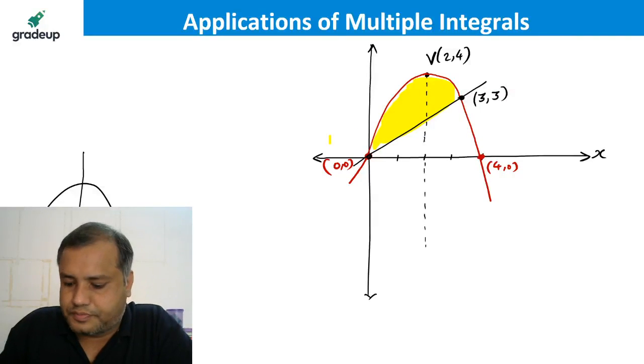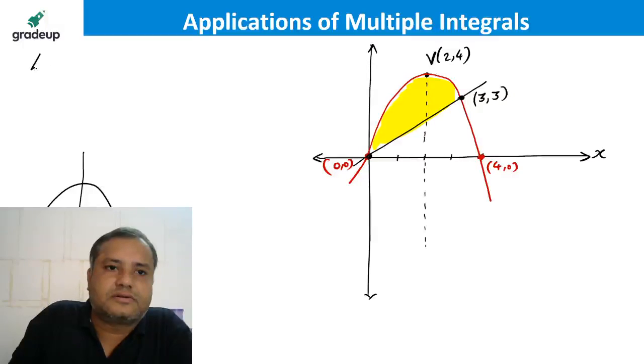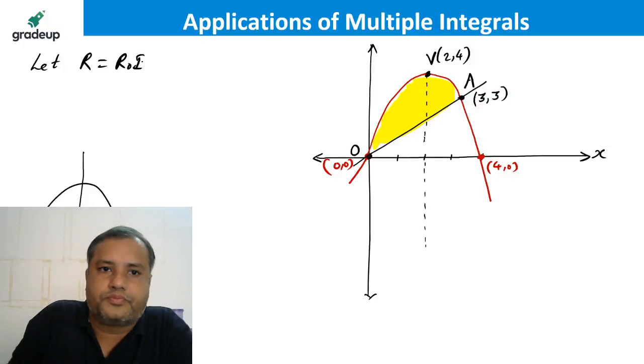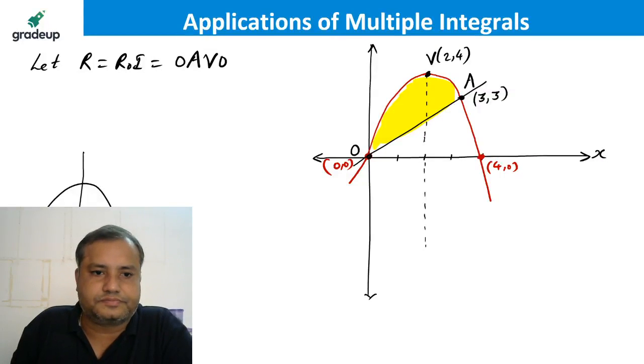Now let us name it R. Let R be our region of integration. Give it some names: O, A, V, O. Okay, sir.